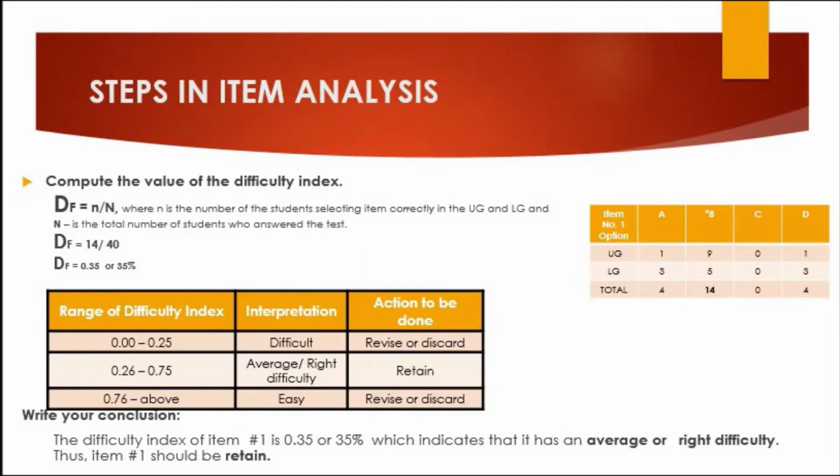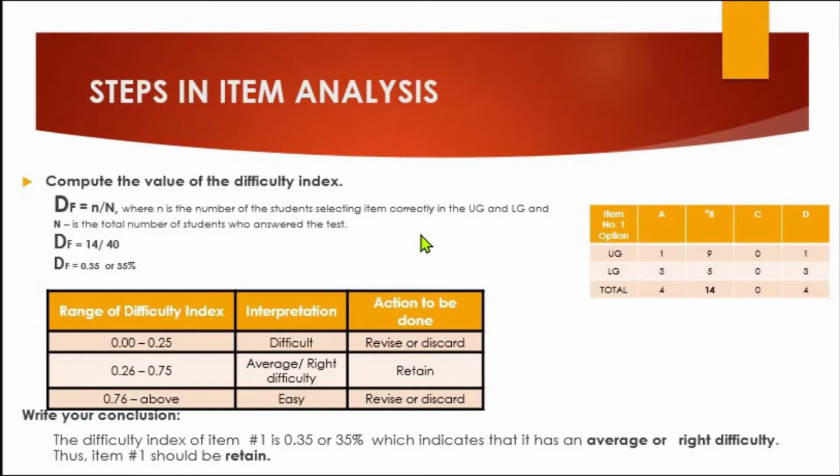So, sa pag-compute ng difficulty index, gagamitin natin ang formula na ito. Difficulty index equals n over N, where small n is the number of the students selecting item correctly in the upper group and lower group, and the capital N is the total number of students who answered the test. So, yung example natin kanina, yung item number 1, titingnan natin dito based sa formula, small n is tumutukoy doon sa number of students selecting item correctly.